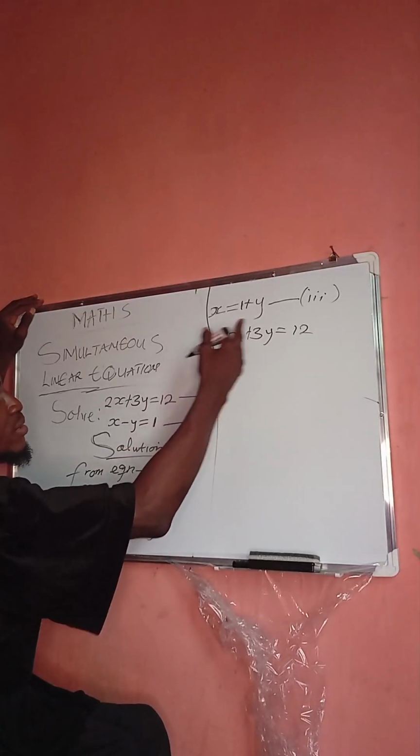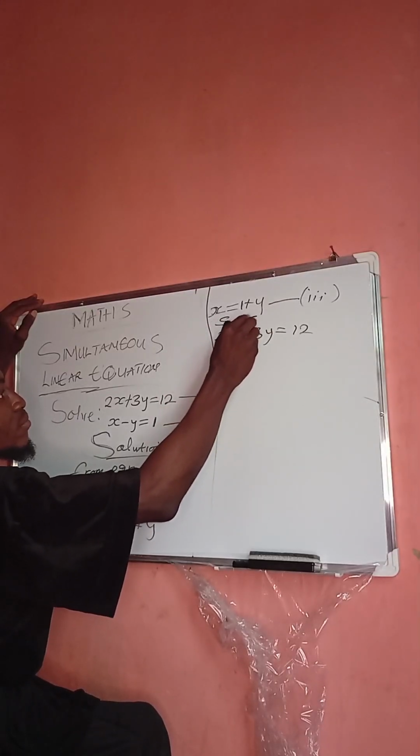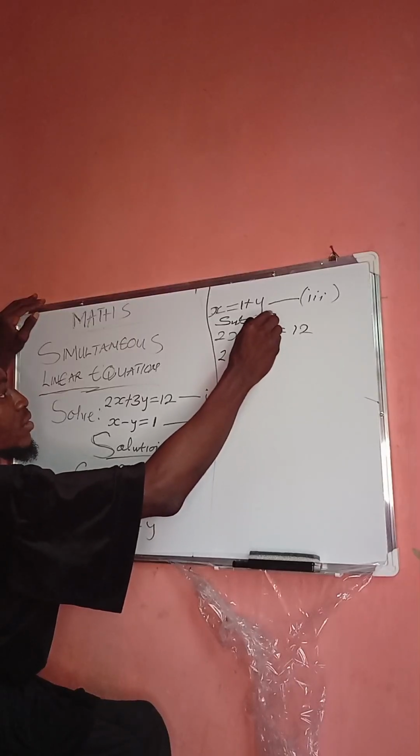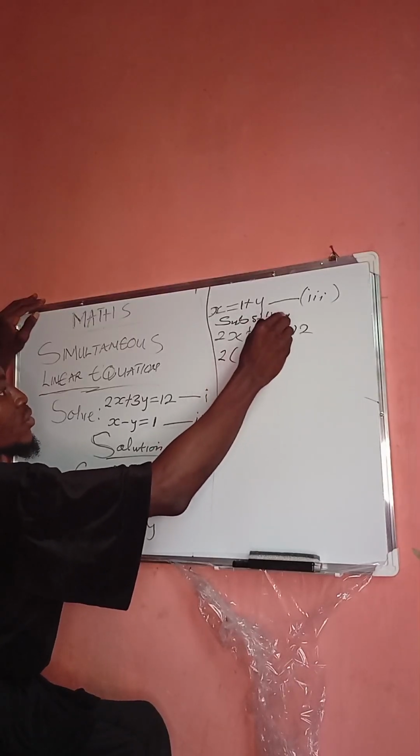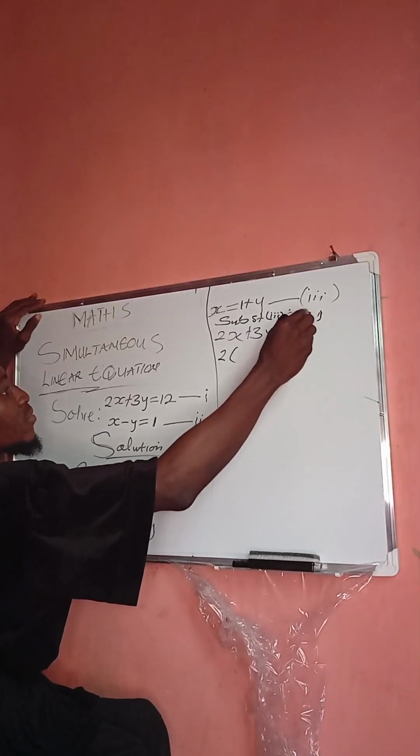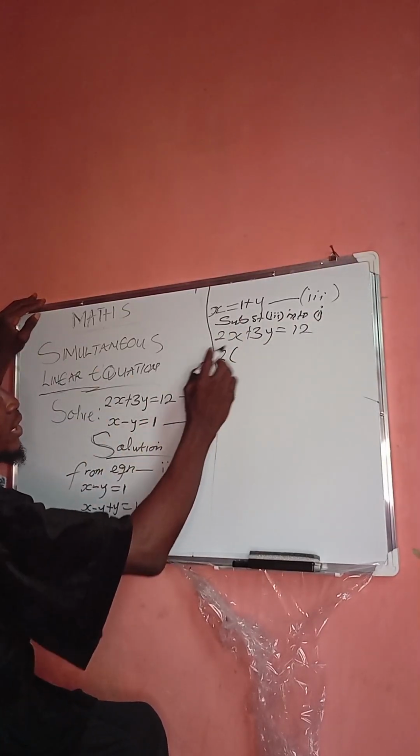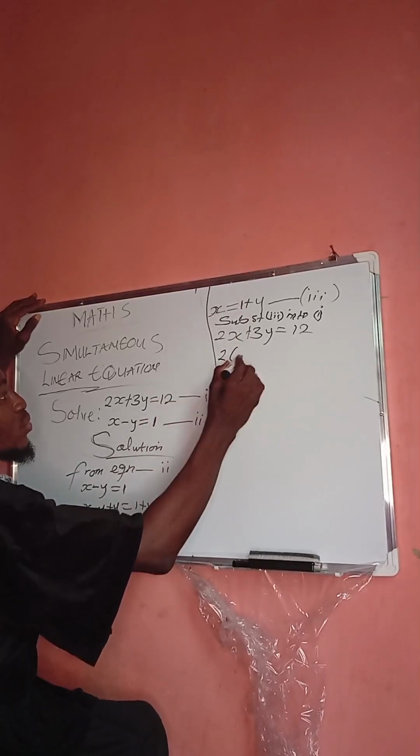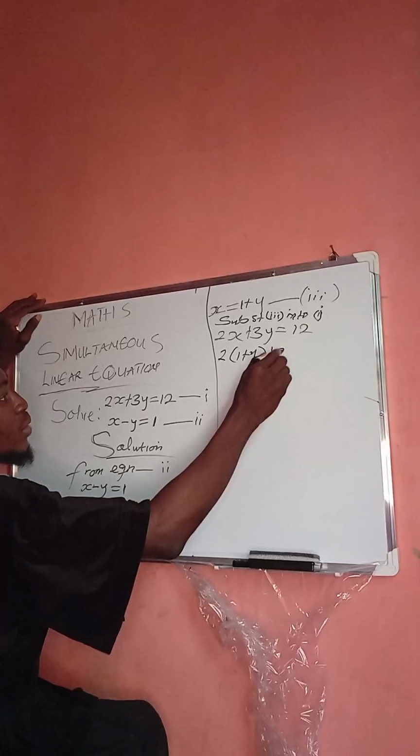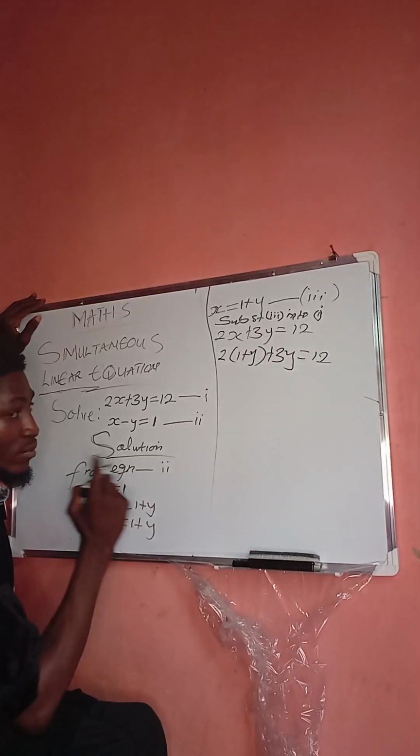I'm substituting this equation 3 into equation 1. So this is our equation 1. And anywhere we see x, we are putting 1 plus y. So let's go ahead and do it. 2 open bracket 1 plus y close bracket, plus 3y, this 3y is equals to 12. Hope you are following.